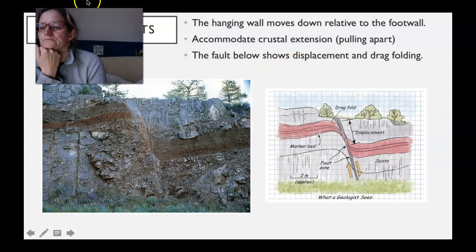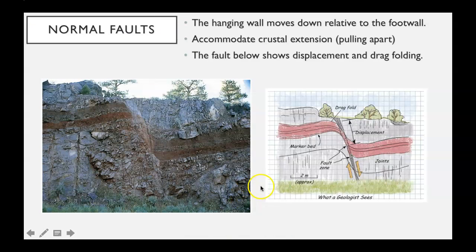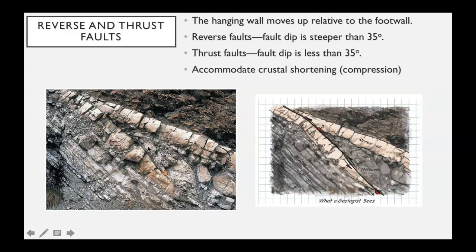So let's look closer at a normal fault. I'm going to turn my pointer off for now. Here is a normal fault, and the hanging wall has moved down with respect to the footwall, and the crust has thinned here. So that is a normal fault.